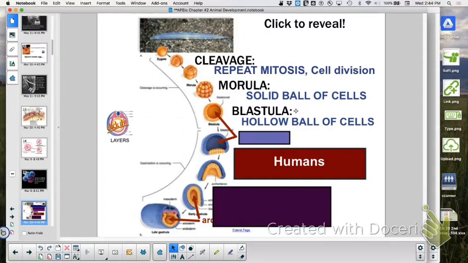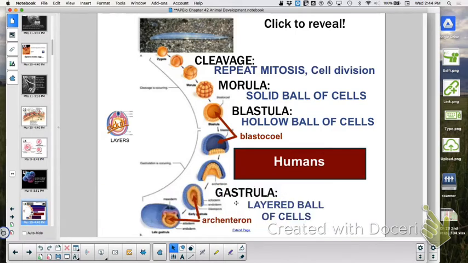Actually, let me go here. Okay, so here was the blastocoel in the blastula, and then here's our gastrula, and our gastrula is a layer of all cells. Here's our archenteron, and then the opening right here is the blastopore.